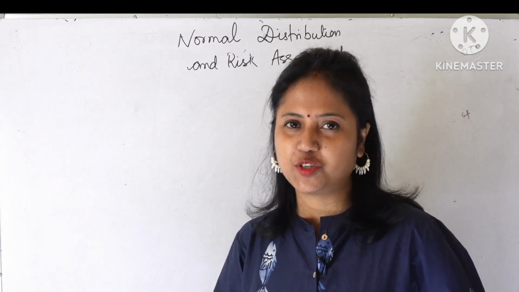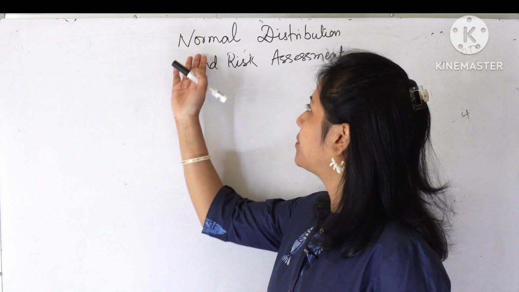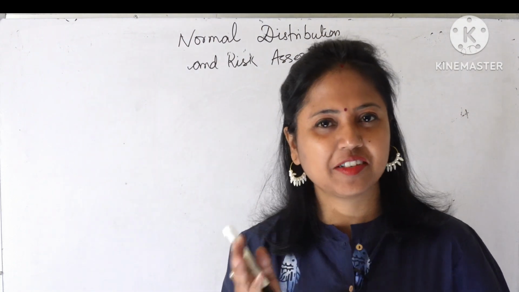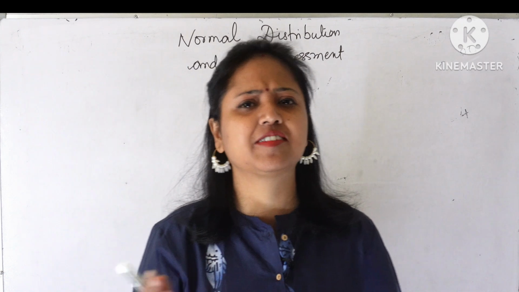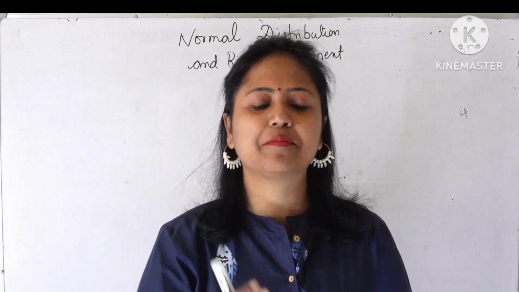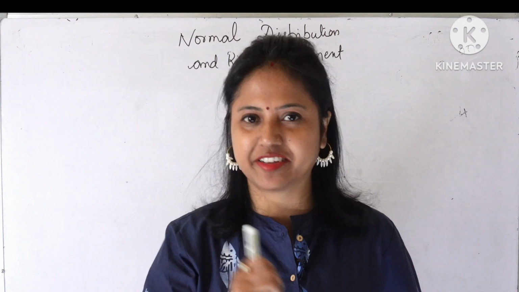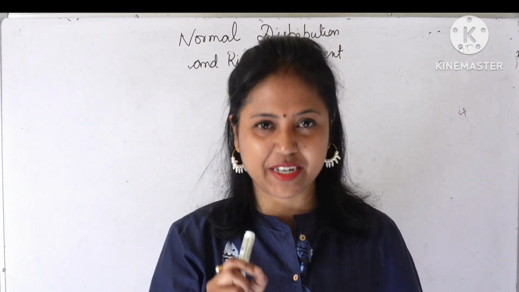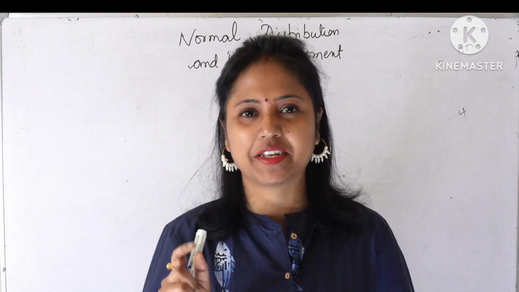Friends, in this video today we are going to check this particular topic, normal distribution and risk assessment. In the previous videos we have already seen what is risk, types of risk and the statistical measures of risk, mainly the standard deviation and variance. In the last video also we have seen how to calculate beta, the measure of systematic risk.